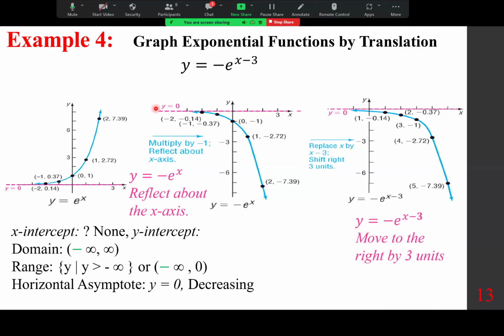This is an increasing function. This is a decreasing function, and so is this one. This is a decreasing function.